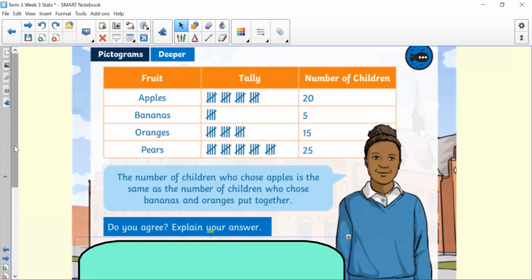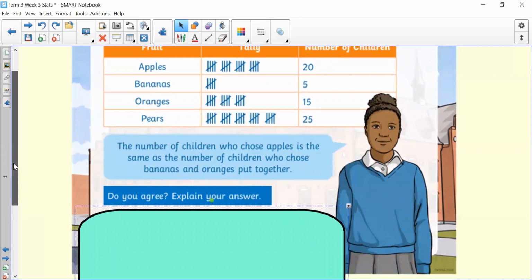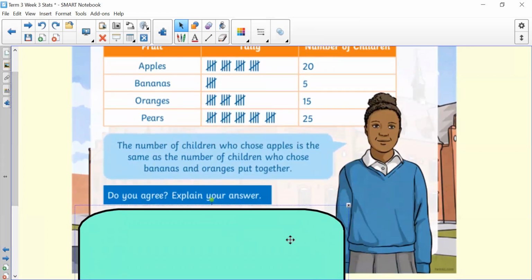And explain your answer. Now, this is what Miss Fernandez and I see all the time. You get the answer right, you either say yes or no, but then you don't explain it.